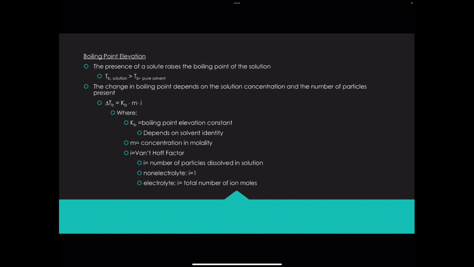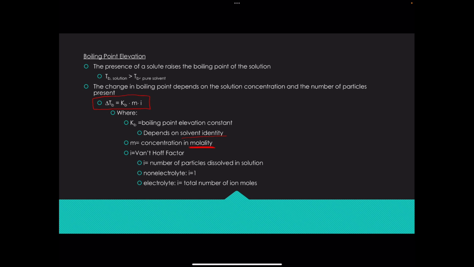And we see that relationship based on this equation. I've got that delta TB, so the change in boiling temperature, equals Kb times m times i, where Kb is our boiling point elevation constant. It depends on the solvent identity. m is our concentration. So we said the change depends on concentration. And remember that that is the concentration in molality.